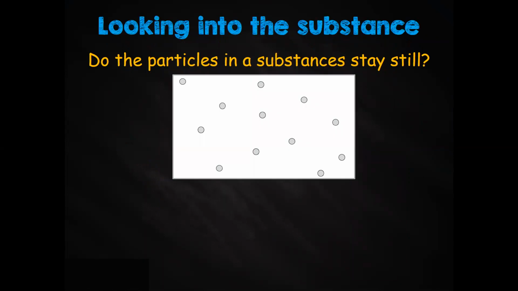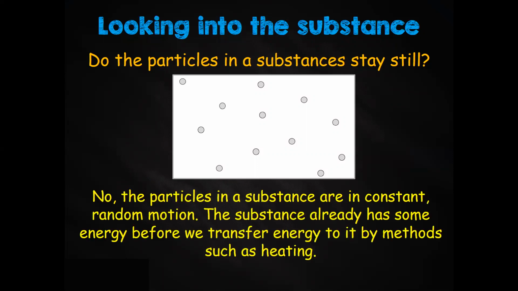Do the particles in a substance stay still, or are they constantly moving? The answer is they don't stay still. They are in constant random motion. Now, if they are constantly moving, that means they must have some sort of energy. They must have some energy even before you start heating them.